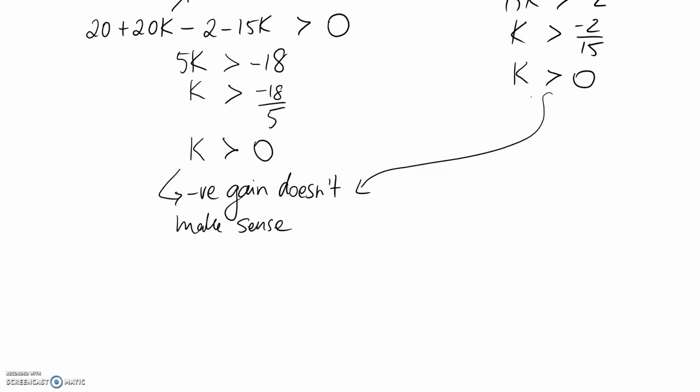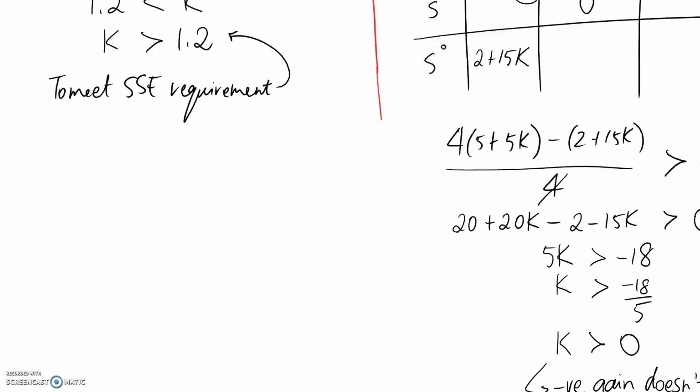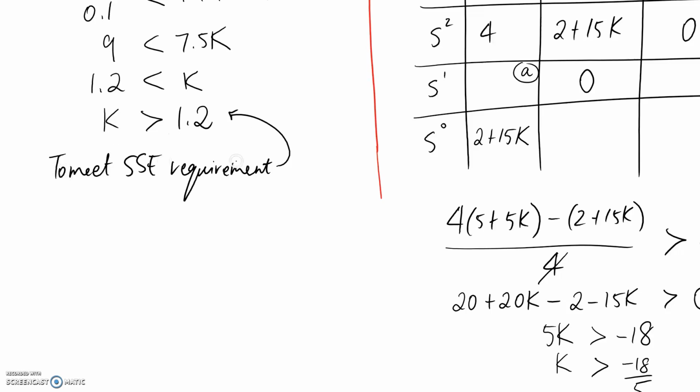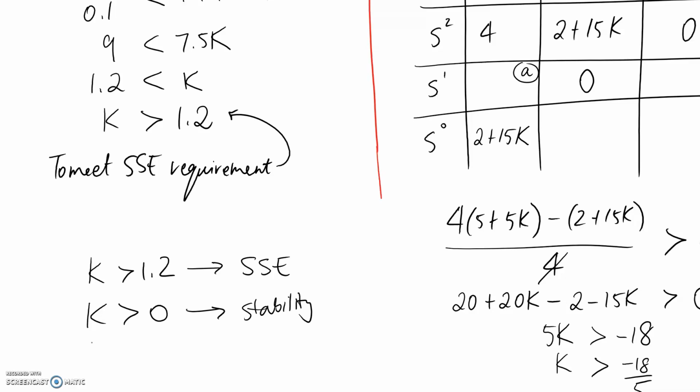So we know that k needs to be greater than 0. We also have the one that we had before, which is k needs to be greater than 1.2 in order to meet the steady state error requirements. So overall, if k needs to be greater than 1.2 for steady state error, and k needs to be greater than 0 for stability, what we're going to say is that this one kind of gets overwritten by this one, because we're going to have a stable system even if k is, say, 1. However, if k is 1, we're not going to meet this steady state error requirement.